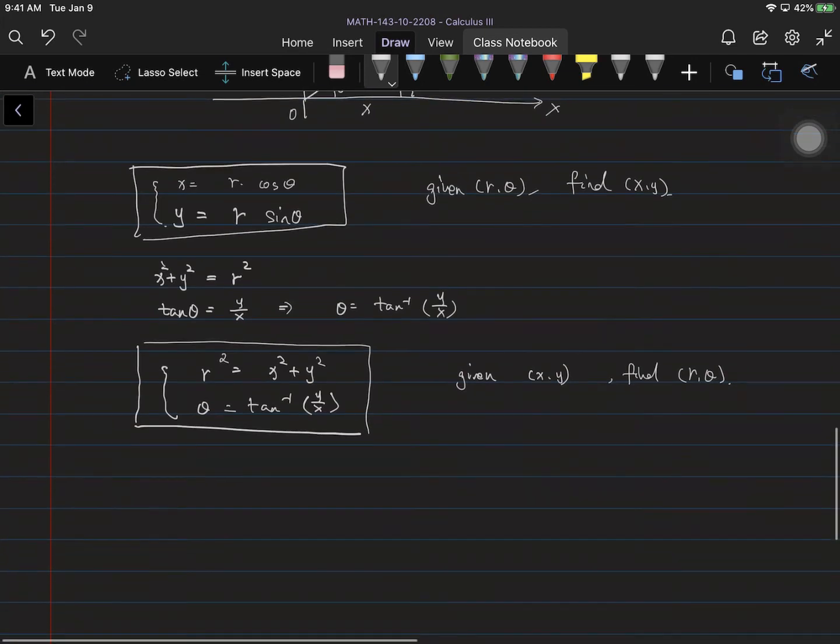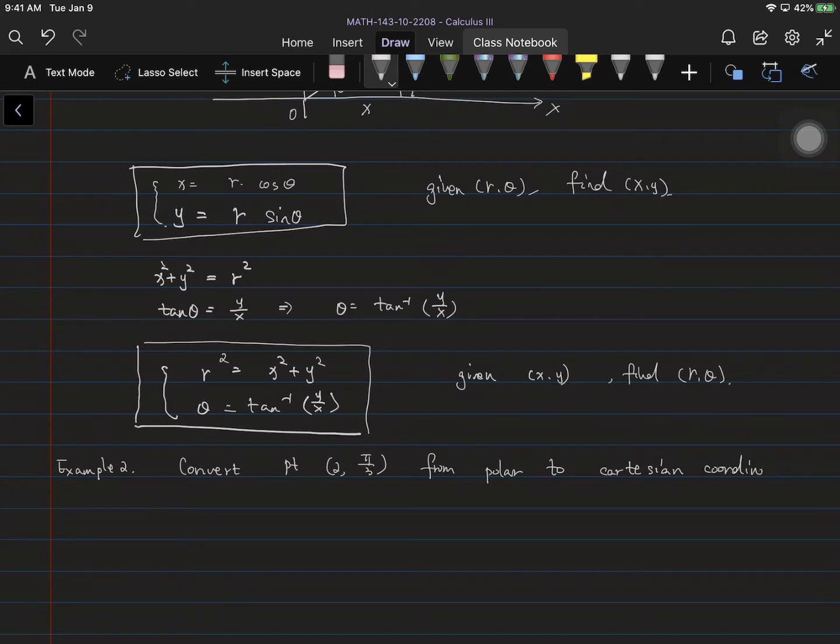Now let's take a look at the example. Convert the point (2, π/3). You can see this is polar, right? Because (r, θ). From polar to Cartesian coordinate. Okay, so let's see. r is given, θ is given. So what is the Cartesian? We just need to find x and y.